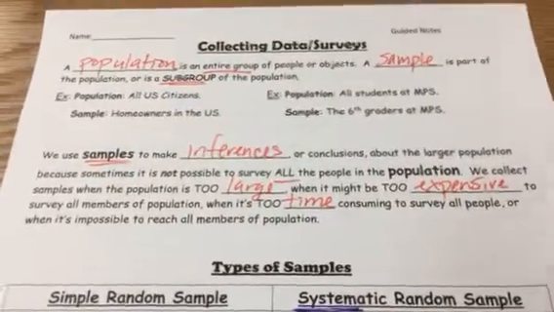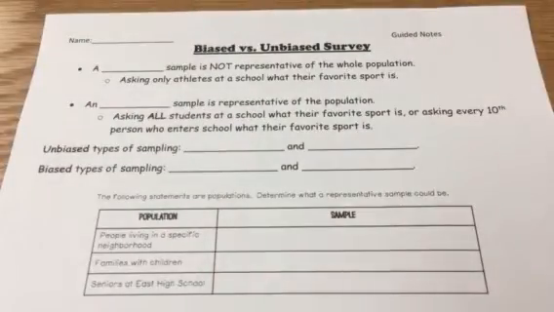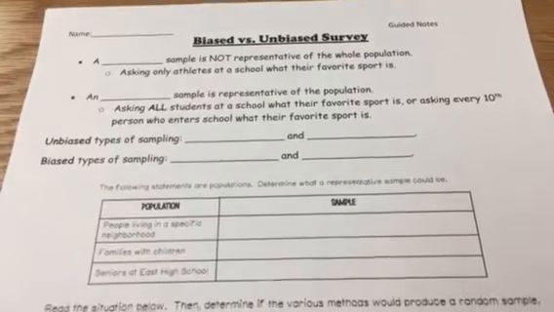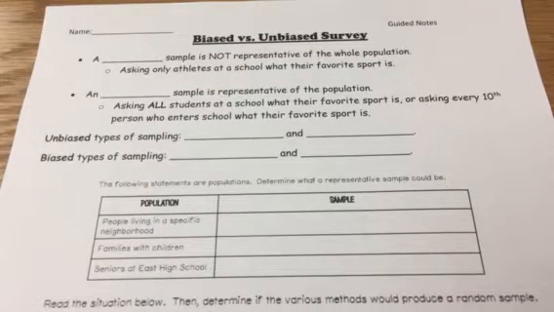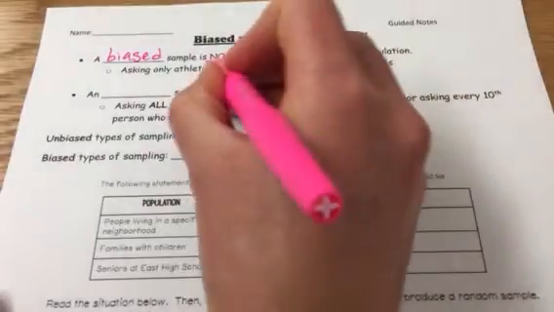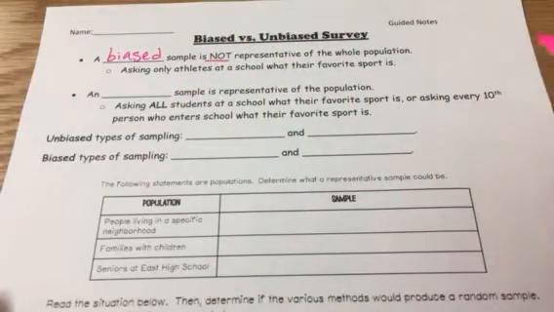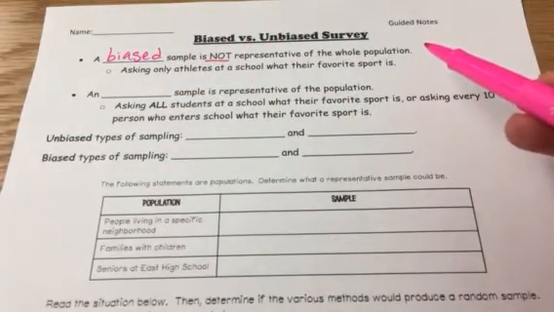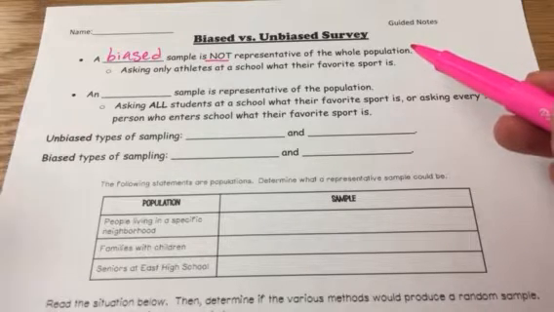Okay, so let's talk about this thing called bias. When something is biased, it means that people probably lean toward a certain type of answer or have something in common, or it just isn't a fair representation of your whole population. So a biased sample is not representative of a whole population. So we usually don't want a biased sample if we want a true representation of the whole population.